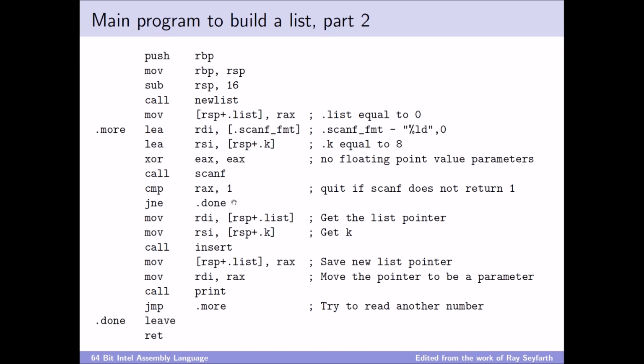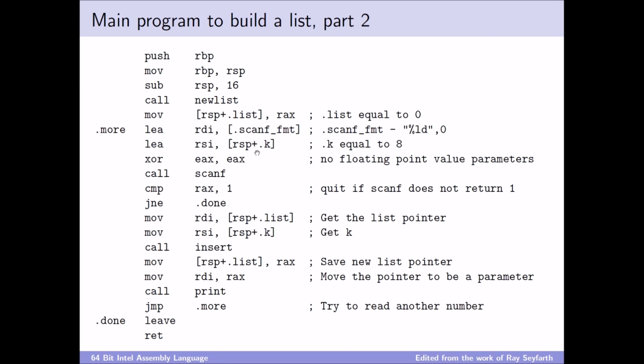If we're in a situation where the user is following the instructions correctly and inputting a reasonable value, what will end up happening then is this comparison will yield that they are in fact equal. This jump will not fire, and then we can continue to execute the rest of our code. The first thing that will happen if we got in a valid value is I'm going to retrieve my list pointer from my stack. I'm going to load that into RDI, and I'm going to retrieve the value k that I got from my scanf function.